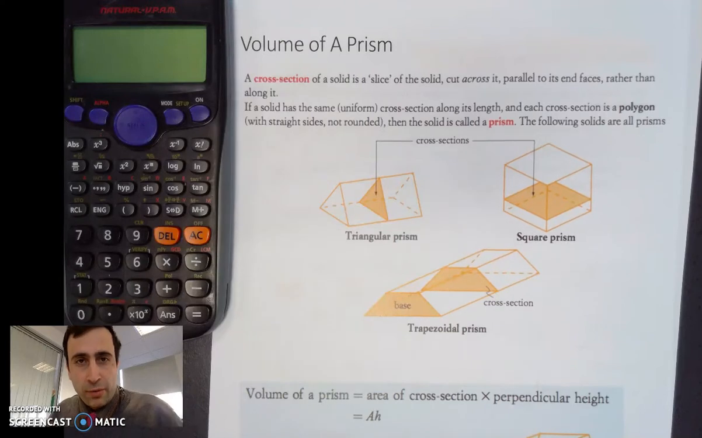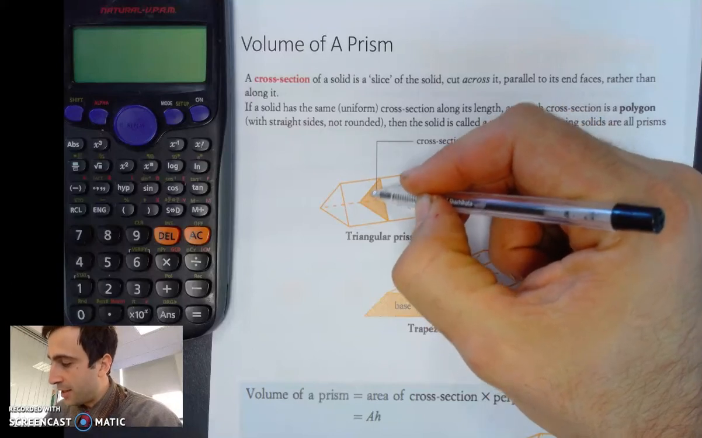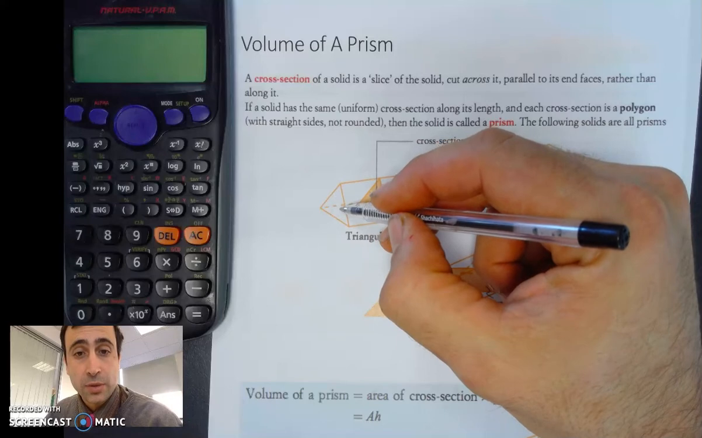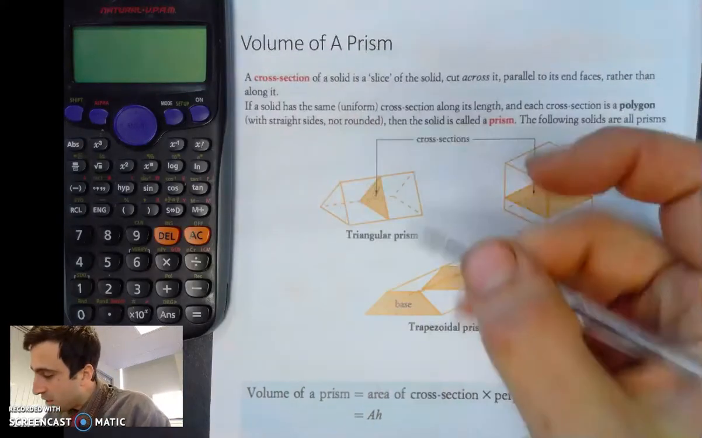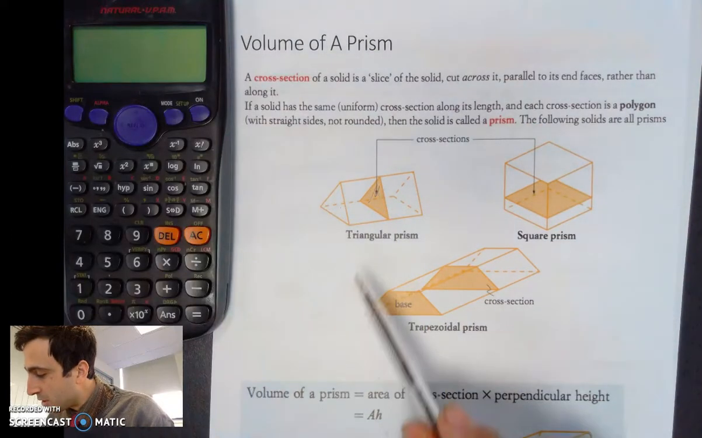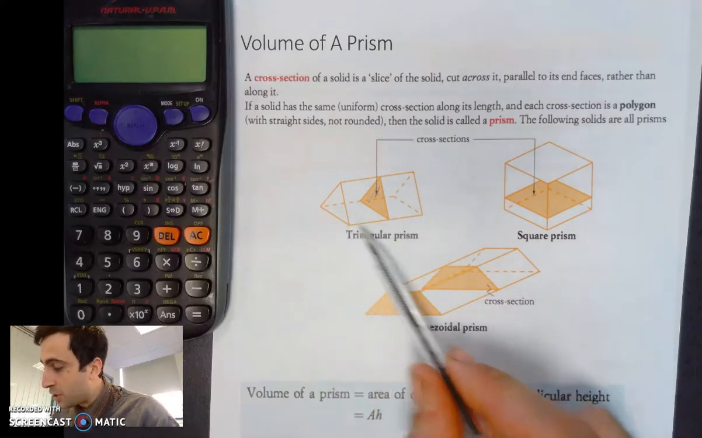And prisms are different from other 3D shapes because if you were to take a cross section, in other words, a slice that's parallel to one of the front faces or the base, if you were to cut it, it's the same the whole way through. In other words, it doesn't get smaller or bigger. It just stays the same.